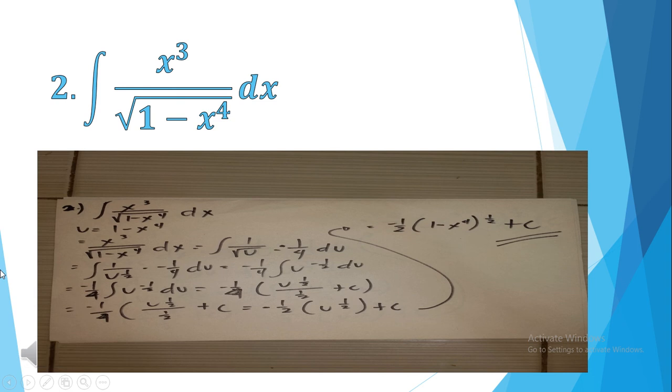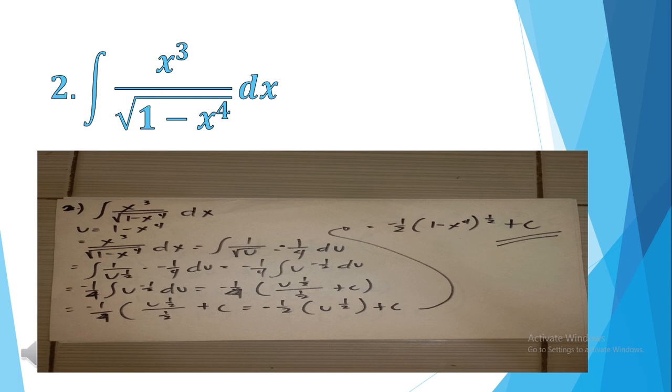Number 2. Integral of x cubed over the square root of 1 minus x to the 4 dx. Let u equal 1 minus x to the 4. Then the integral of x cubed over the square root of 1 minus x to the 4 dx becomes the integral of 1 over the square root of u times negative 1/4 du, which is the integral of 1 over u to the power of 1 half times negative 1/4 du, which equals negative 1/4 integral of u to the power of negative 1 half du.